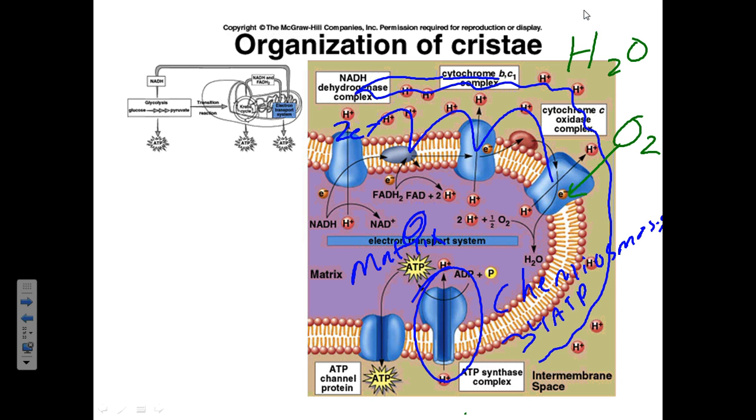So electron transport happens on the cristae, the inner mitochondrial membrane. It makes lots of ATP, 34, using energy from H pluses. We call that chemiosmosis. Oxygen's role is to come in and be the final acceptor of electrons. And it combines with those electrons and eventually makes them water.